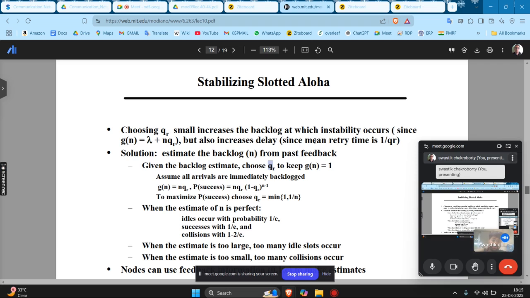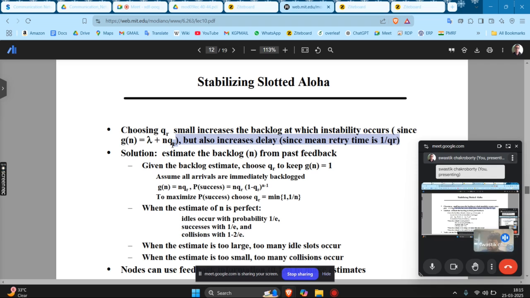QR is the retry rate. Here lambda is the arrival rate. Here G_n, the offered load, has 2 parts. One is lambda, the number of new packets that have arrived, and another is nQR, where n is the number of backlogged nodes. So how many nodes are backlogged right now? If 3 nodes are backlogged, that is 3 nodes have packets which they should have sent previously but couldn't because of collision. So at a particular time instance, there are the new packet arrivals which have arrived during the interslot time, and the old packets which have not yet been transmitted because of backlog. So the number of nodes currently in backlog is n, and QR is the retry rate.